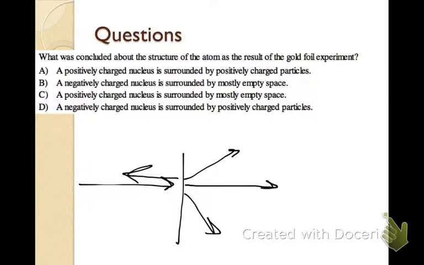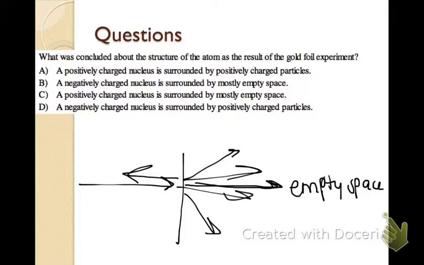So the result of the gold foil experiment, we know that since the particles did go through, the atom was made of mostly empty space, because a whole bunch went through. However, since some of them deflected or bounced back, there had to be some sort of positive core. Right? So which one of these statements helps us figure that out?